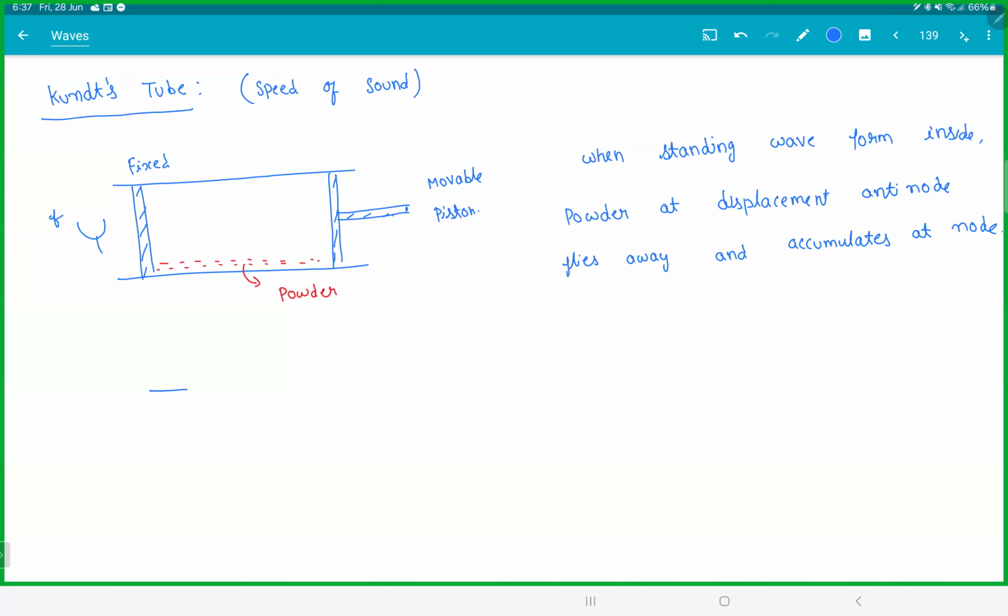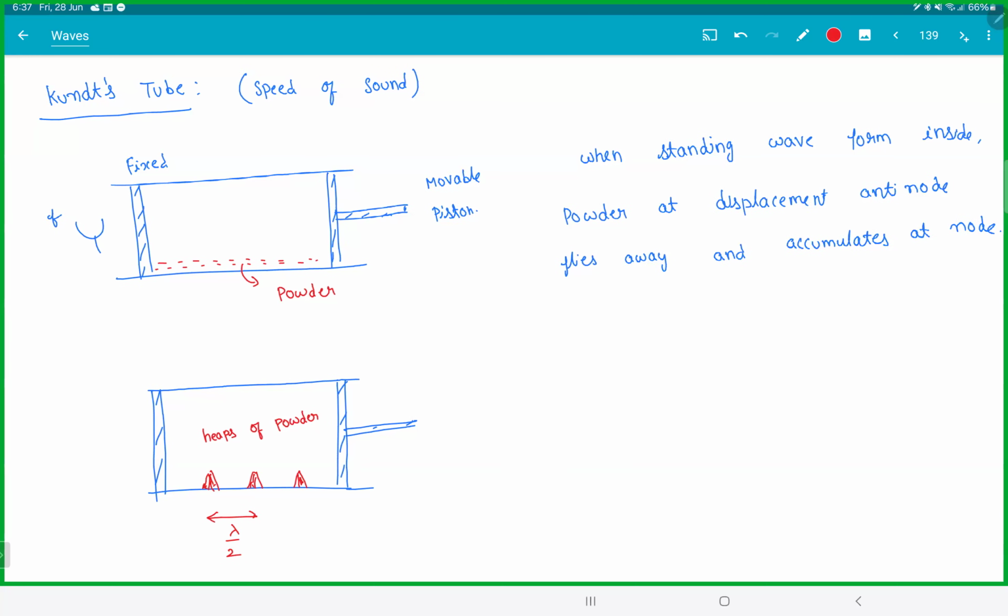So after some time, the diagram would start looking like this. You will see heaps of powder like this. The powder will start accumulating at these points. That means these are what, antinodes or nodes? What is the distance between them? Lambda by 2, right? So I can measure the distance between the two heaps.